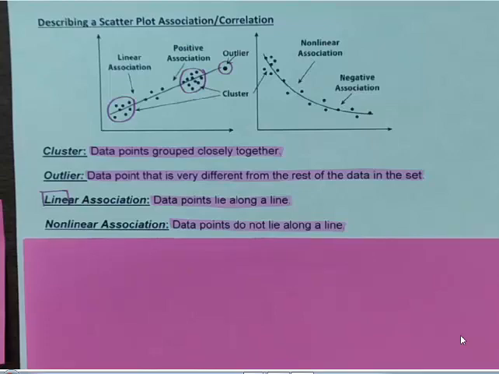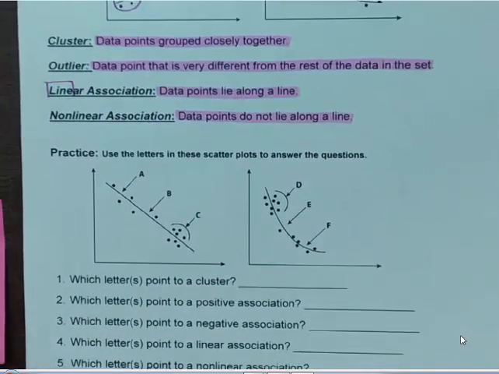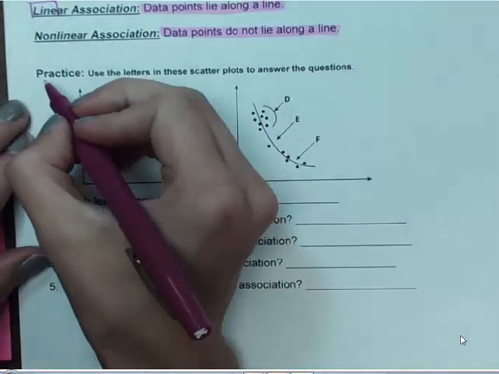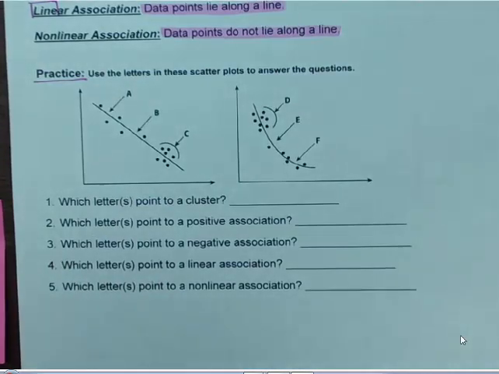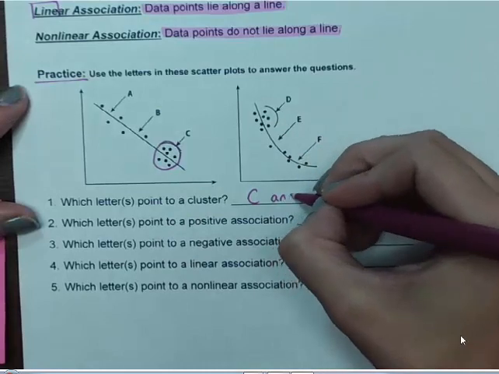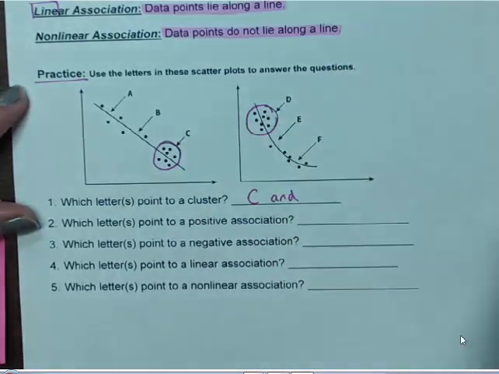Okay, so let's do a couple practice problems now. The direction says to use the letters in these scatter plots to answer the following questions. So use the diagram on the top of this page and see if you can answer 1 through 5 by yourself. Pause it and take a couple seconds. Okay, number 1 says, which letters point to a cluster? Remember that a cluster is data points grouped closely together. So this would be considered a cluster, so I'm going to put C. And this group of data points are really close together, so I'm going to put C and D represent clusters.